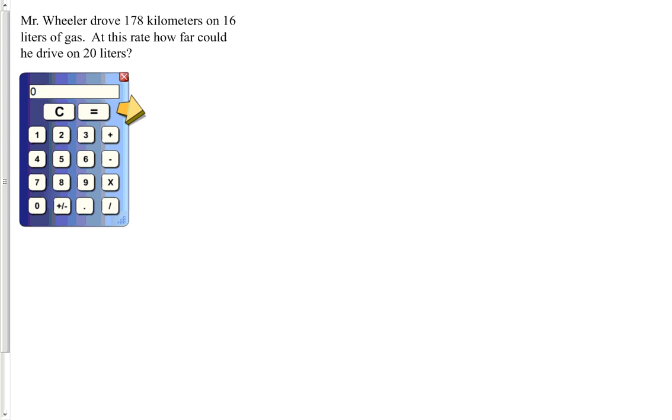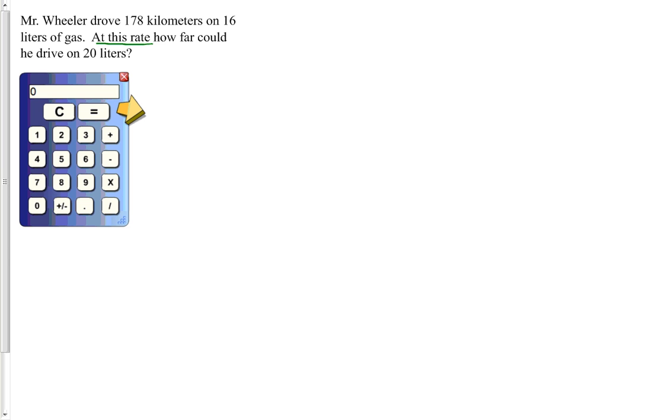Okay, back at it. Here we have a question that's a little bit more complicated. So we're going to need to find our unit rate, and then we're going to need to do something with it. So we're going to use some logic here to get started. First of all, Mr. Wheeler drove 178 kilometers on 16 liters of gas. At this rate, how far could he drive on 20 liters?